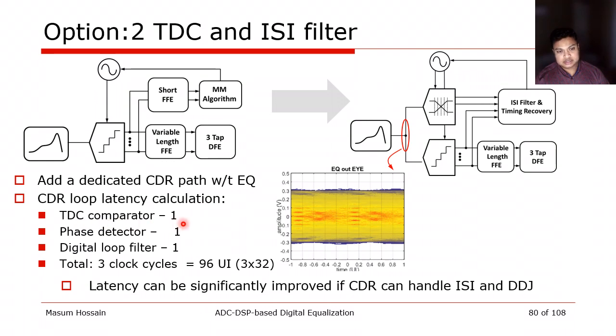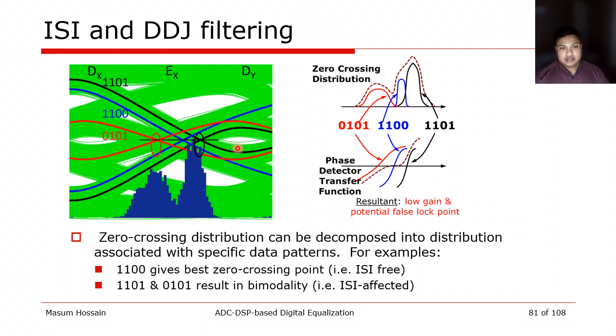For example, the TDC takes one cycle, the phase detector takes another, and the loop filter is another. So reducing that to only 96 UI can significantly improve the jitter tolerance. But we need one extra phase, and more importantly, the input at the TDC still has significant ISI that it needs to handle. So it's worth looking into how ISI makes timing recovery challenging.